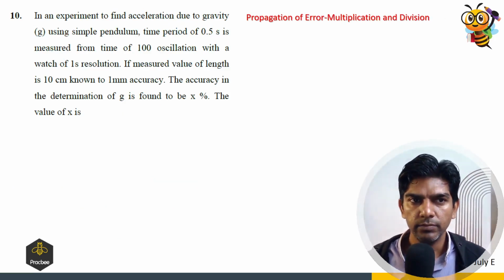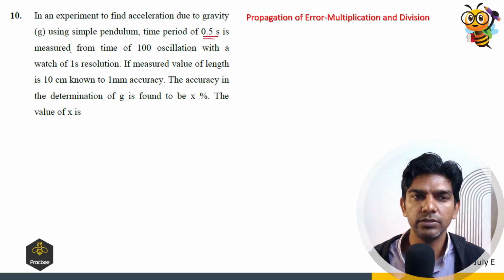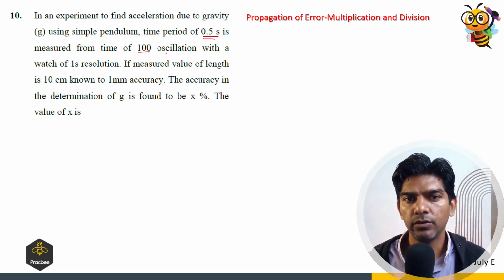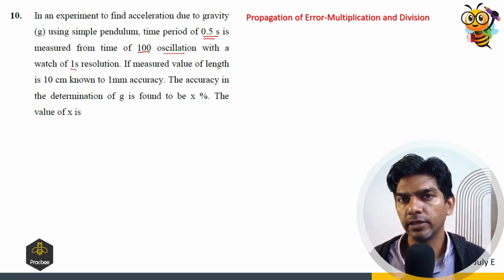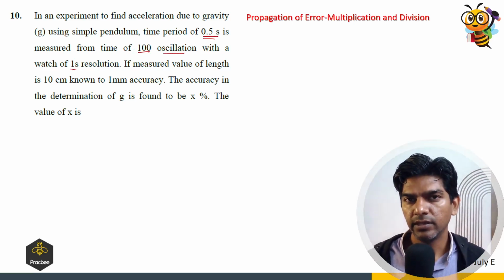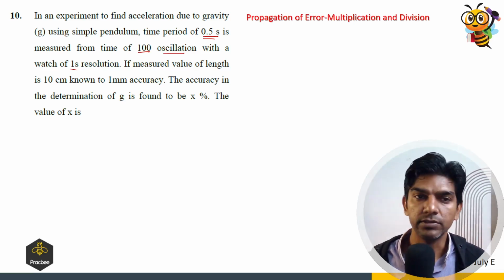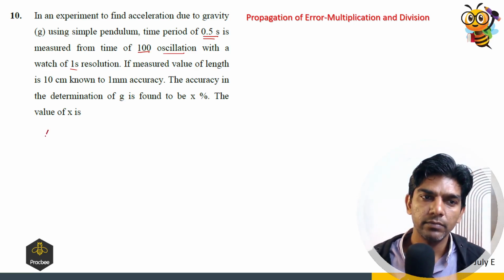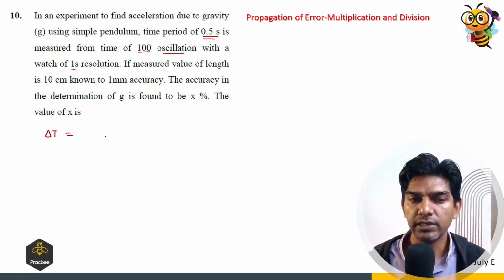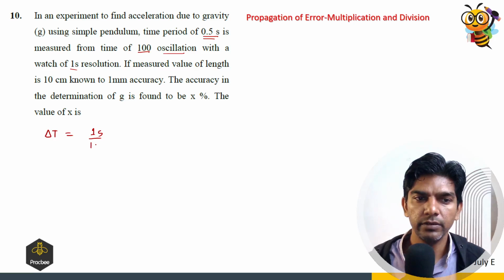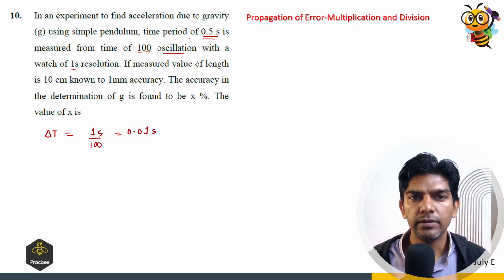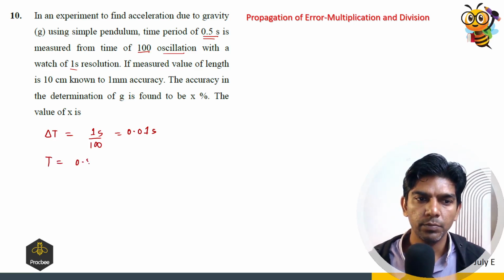Now let us see this question. In an experiment to find acceleration due to gravity using simple pendulum, time period of 0.5 second is measured from a time of 100 oscillations with a watch of 1 second resolution. So the error in the measurement in time is 1 second, and we have measured 100 oscillations. So the error in the time for one oscillation will be 1 second divided by 100. So that will be 0.01 second. And the time period is 0.5 second.